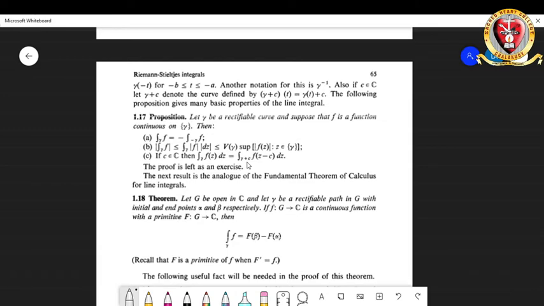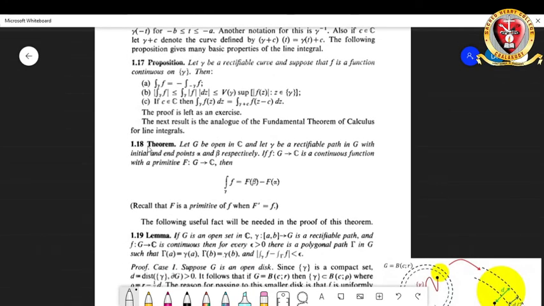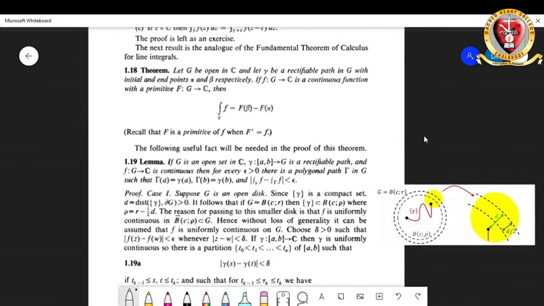So these can be proved as simple exercises. And theorem 1.18, you can just note down, which is just an analog of the fundamental theorem of calculus for line integrals here. So if capital F is the antiderivative of small f, you get the equality here, assuming the hypothesis given in the statement. So let's move on to lemma 1.19.